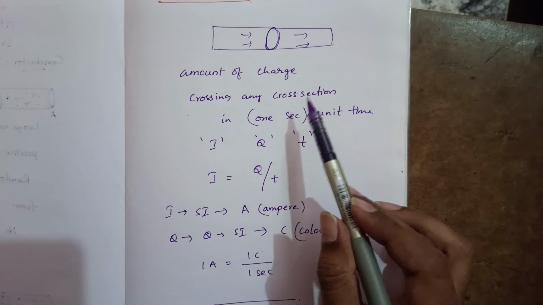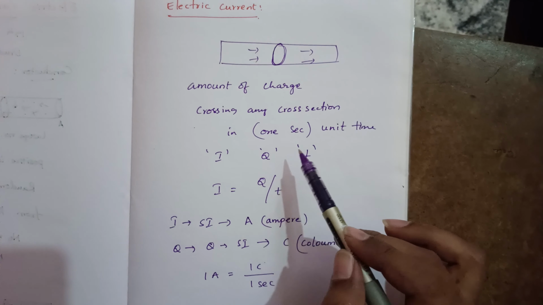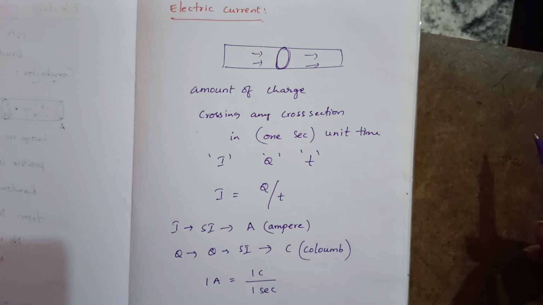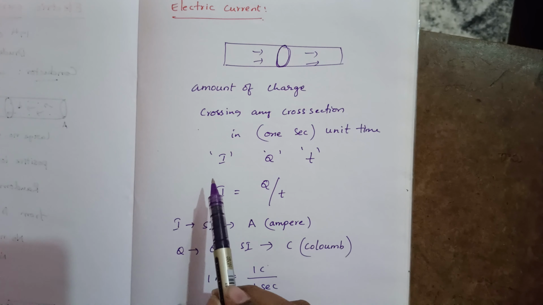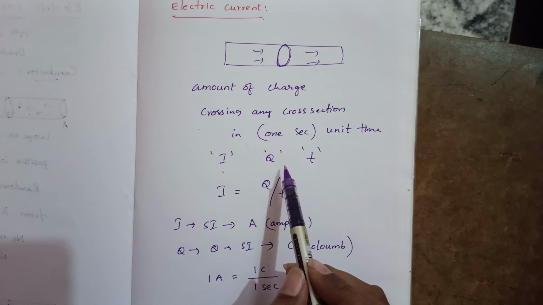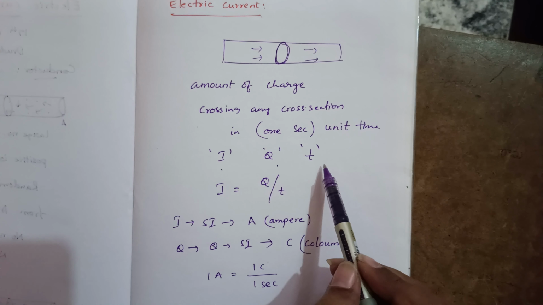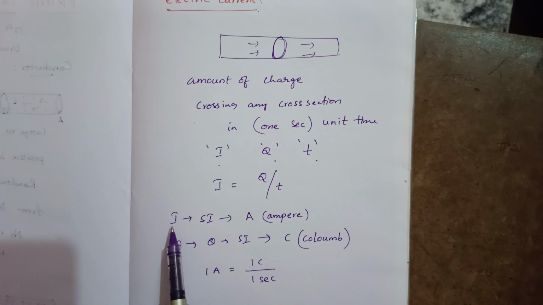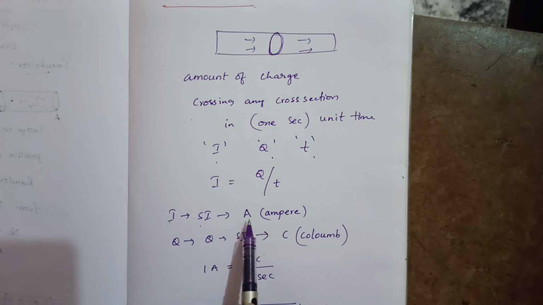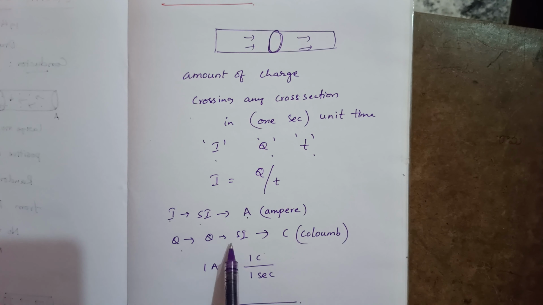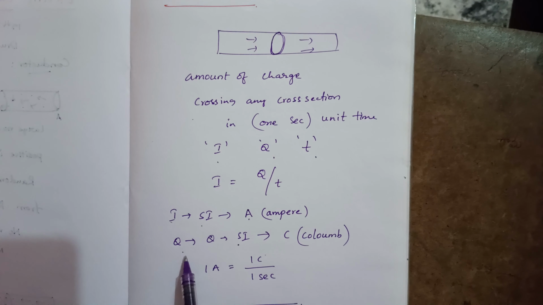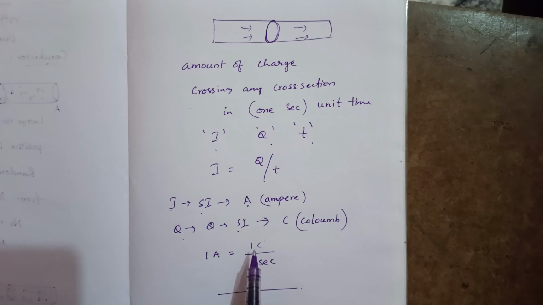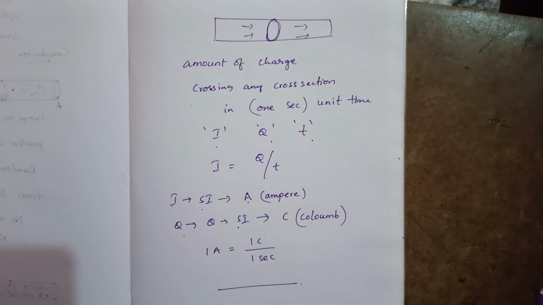The amount of charge crossing any cross section in 1 second, or in unit time, is known as electric current. Electric current is denoted by letter I, charge by letter Q, time by letter T. I equals Q by T. The SI unit of I, electric current, is ampere, and the SI unit of charge Q is coulomb. Now 1 ampere equals 1 coulomb per 1 second.